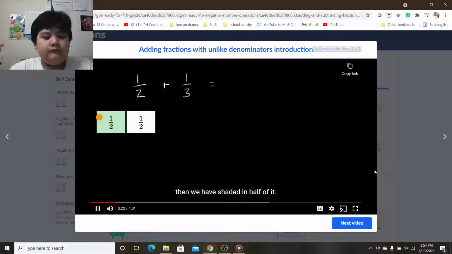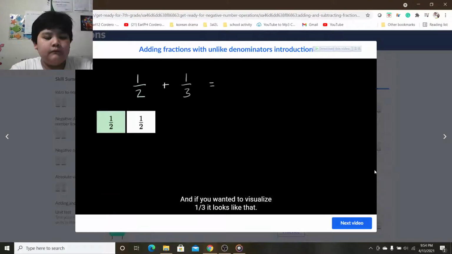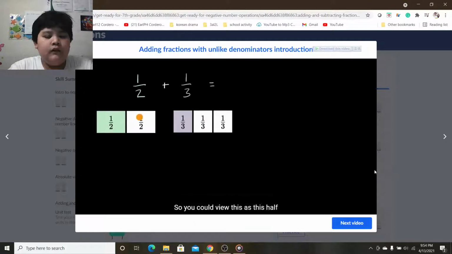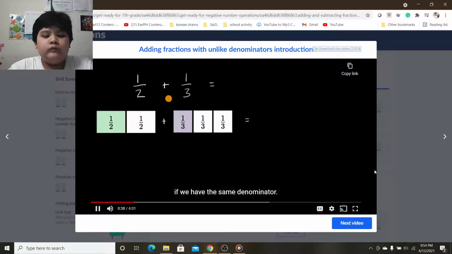As a whole, then we have shaded in half of it. And if you want to visualize 1/3, it looks like that. We know how to add if we have the same denominator. If we had a certain number of halves here and a certain number of halves here, we would know how many halves we have. But here we're trying to add halves to thirds. So how do we do that? Well, we try to set up a common denominator.